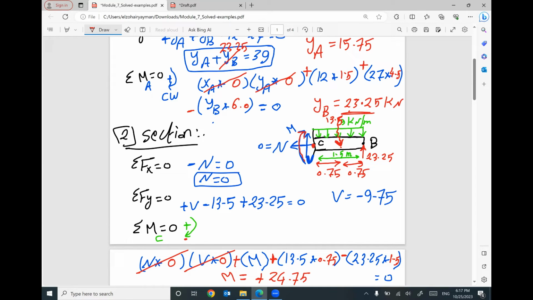So by the end, I can say I have three values for the three internal forces. Axial force equals 0. Shear force equal 9.75 should go down. And your moment equal 24.75 like I assumed.